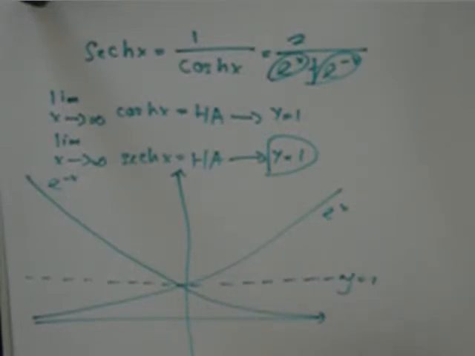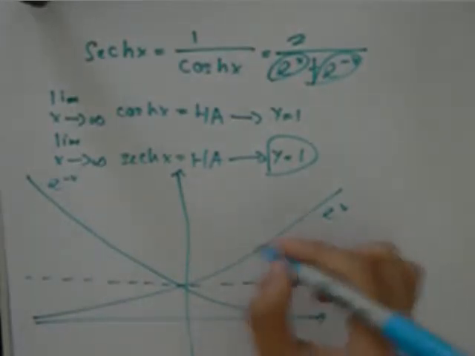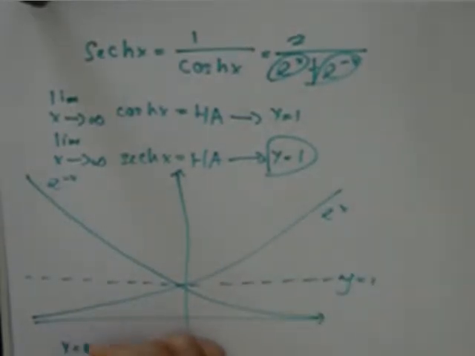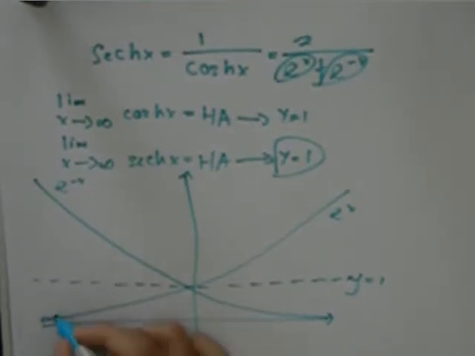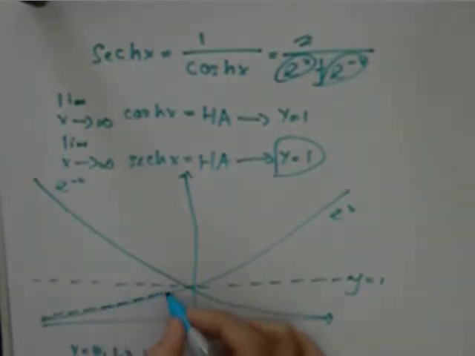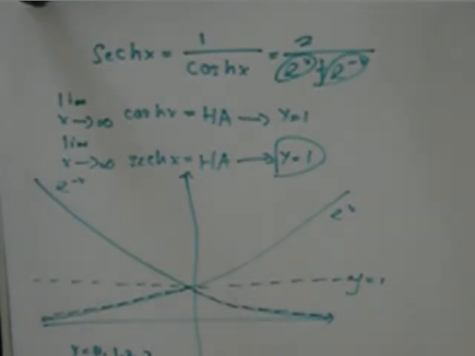For our secant hyperbolic x graph, it's actually quite simple. If we were to substitute values of x equals 0, 1, 2, 3 and so on, we would see that the graph actually follows the bottom of the two curves that intersect one another. So this is basically our secant hyperbolic x graph.